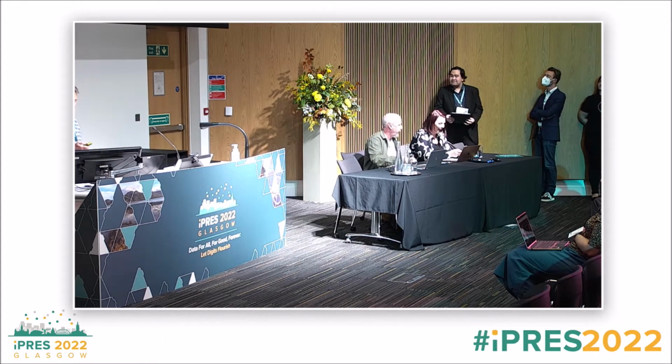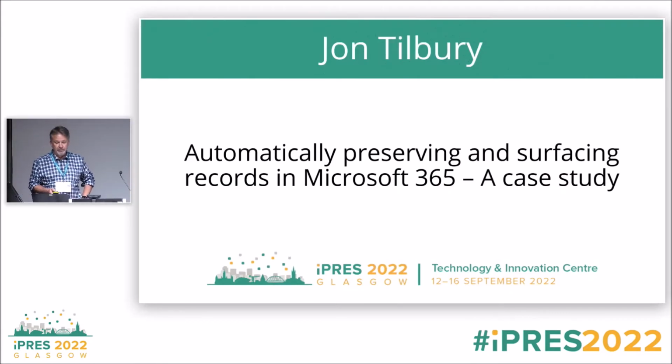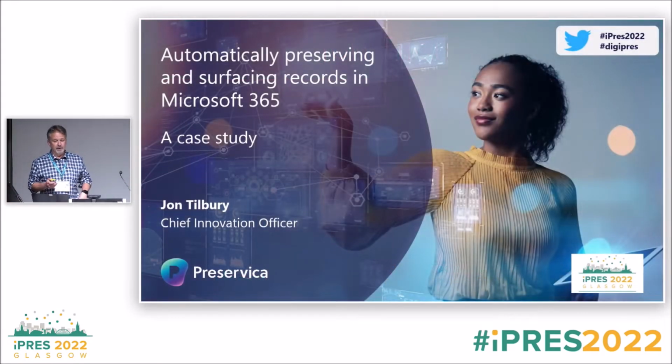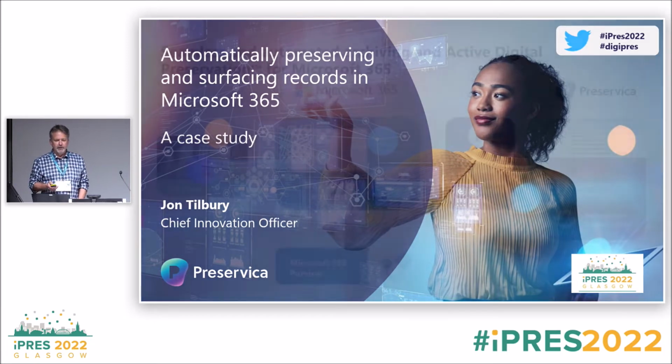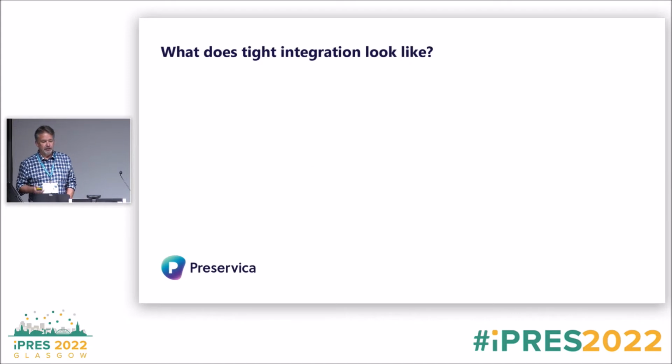Right, thank you, Anna. I'm going to be talking to you about automatically preserving and surfacing records from Microsoft 365 in a digital preservation system, what I am rather modestly calling the future of digital preservation. I hope to explain why. The idea here is that you would deploy an application in Microsoft 365 that would automatically transfer records to and from your digital preservation system, invisibly to the user. So let's look at what that would look like in practice.